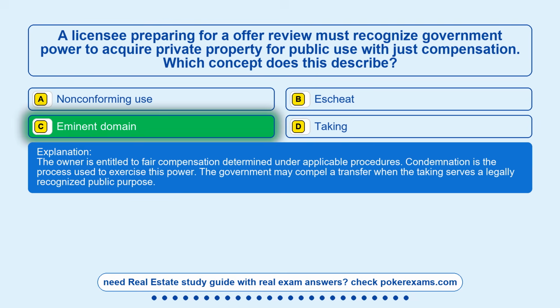The owner is entitled to fair compensation determined under applicable procedures. Condemnation is the process used to exercise this power. The government may compel a transfer when the taking serves a legally recognized public purpose.